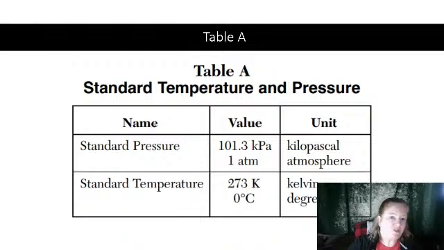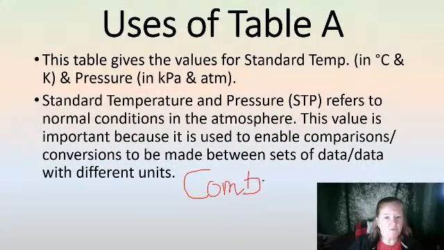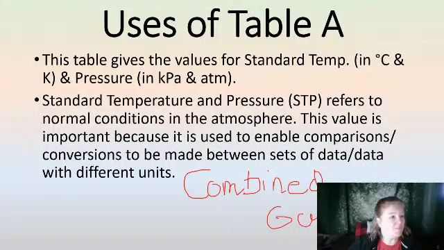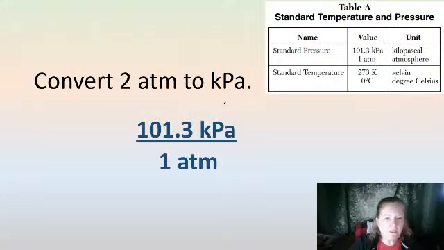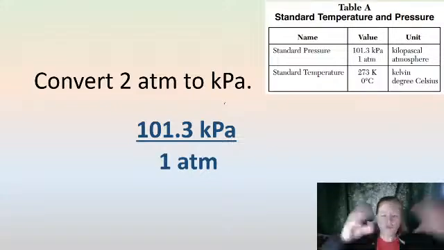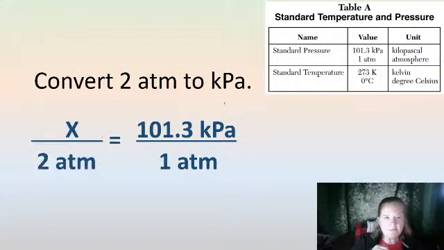First, table A, which lists STP, standard temperature and pressure. I think it is fairly obvious what it includes. One thing to realize is that it does work with the combined gas law formula, and we will look at an example with that. So the combined gas law is important for table A. You could be asked to convert from atmospheres to kilopascals or from kilopascals to atmospheres because you have this conversion factor from the table. You can see literally that 101.3 kPa equals 1 atmosphere. So you can set it up as a simple conversion like this.